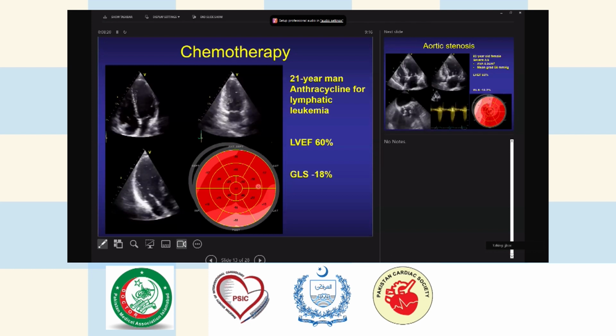Here you see the patient with chemotherapy. It looks all fine, has an ejection fraction of 60%, but this area here is already showing fibrosis with significant reduction in this posterior lateral wall, where the strain is only 10%, whereas it should be 20%. A 21-year-old man, anthracycline for lymphatic leukemia, ejection fraction perfect, global strain already starting to reduce, and you can pick up completely where the area is.